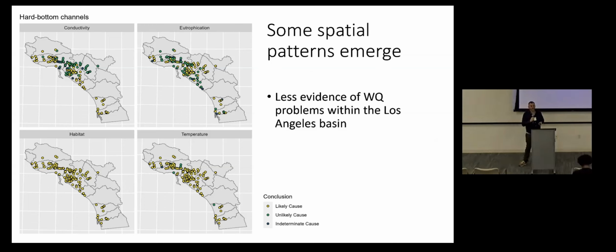And because we're able to look at a lot of sites at once, we can actually start to make some sense out of the spatial patterns, the geographic patterns. So these maps show you the results for all the different hard bottom channels. The yellow dots are where we're finding likely causes, and the green dots are where we're finding evidence that they're unlikely. When you look again at those water quality problems, a clear pattern emerges where there's a big cluster of those green dots, particularly in the LA basin area. So that suggests that water quality may be less of an issue in that region than in other parts of Southern California.